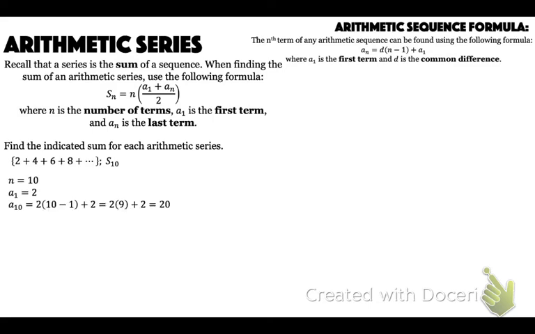So if I do a sub 10, that's 2, because that's our common difference, times 10 minus 1, plus 2, which is 2 times 9 plus 2, which is 20. I'm going to plug that into our formula. So that's 10 times... so this is n. This is our first term. This is our 10th term, over 2. So that's going to be 10 times 22 over 2, which is 10 times 11, which is 110.